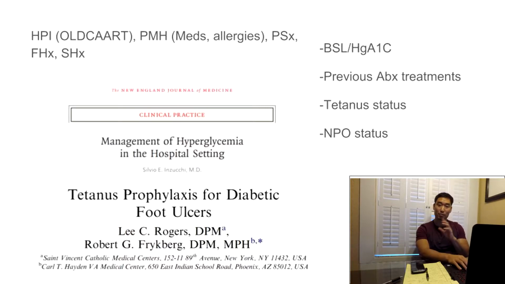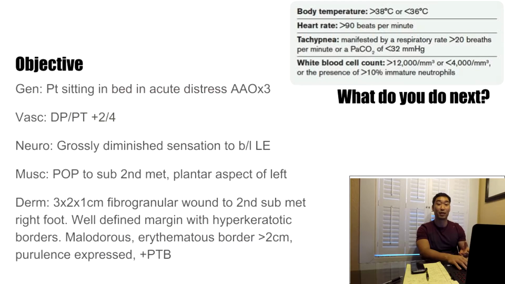So after you do the subjective part, they're going to be like, okay, that's good. Now what do you want to do? Then you say you want to move into the objective part and start examining, starting with the vitals. Now the vitals are important, and the question that they can ask you is about SIRS criteria, which is systemic inflammatory response syndrome.